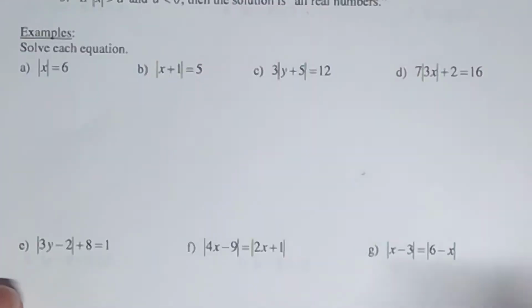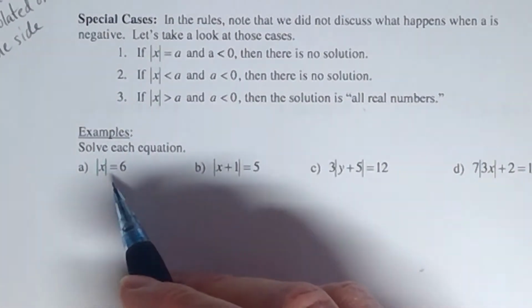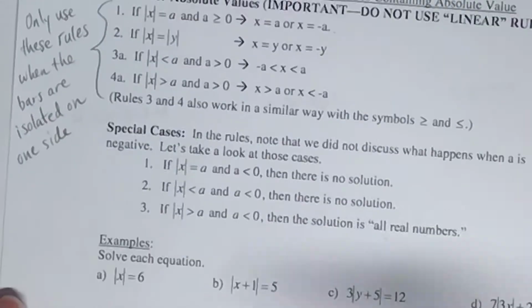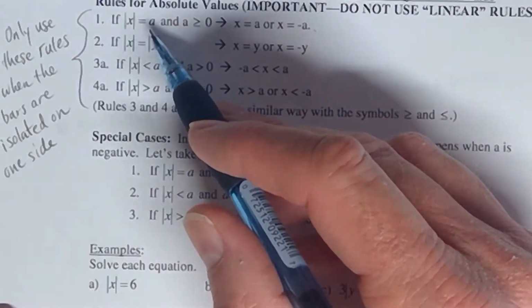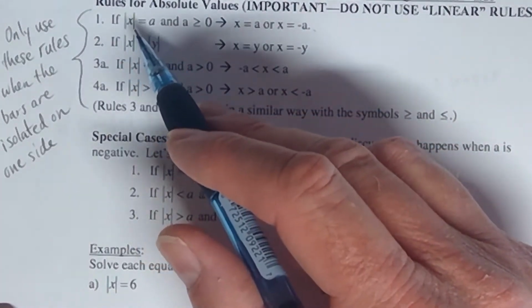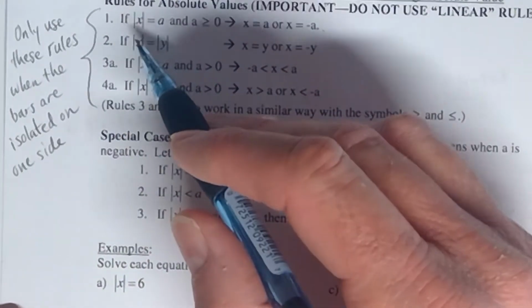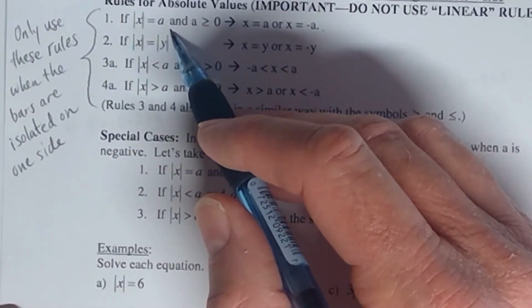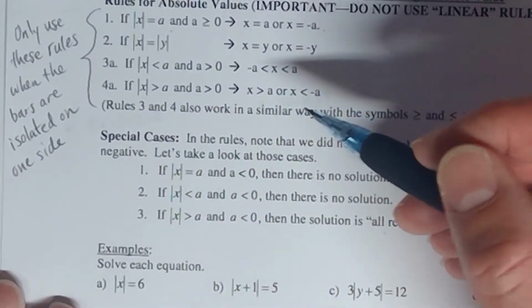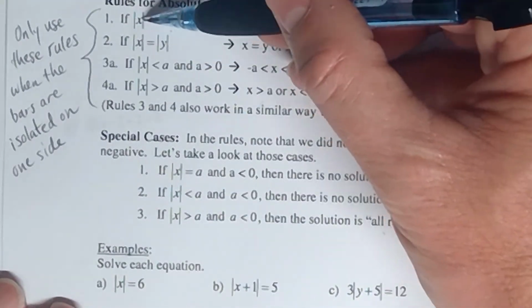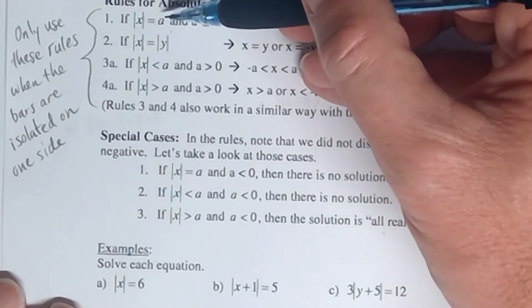So let's jump right into it here. In the first problem, you can see that we have the bars by themselves. And in particular, notice that it looks just like rule number 1 here. Since the bars are by themselves, and since it looks like this in particular, in other words, we have absolute value by itself on one side of the equal sign.